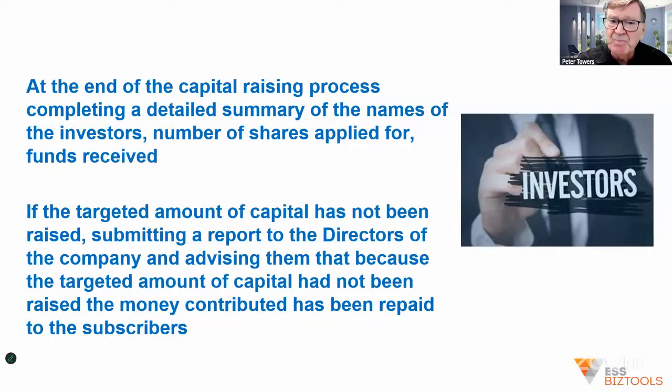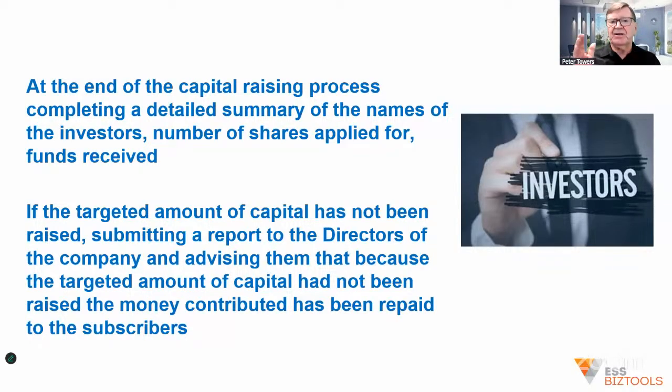$933,000 has to get repaid by the intermediary to those various investors, and their share application forms destroyed. So the company never sees their names and the money goes back. The intermediary does not get paid because their payment comes out of the final income received from the sale of the shares in the company, and that hasn't been completed properly if the capital target has not been raised.